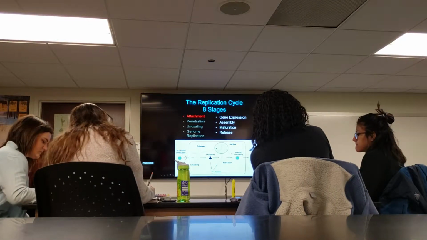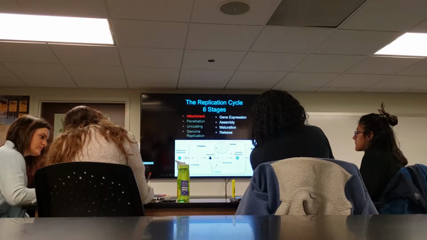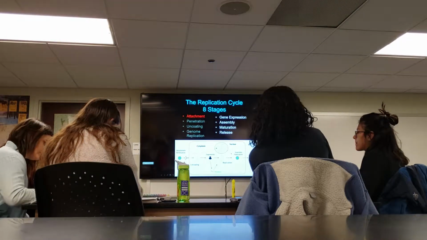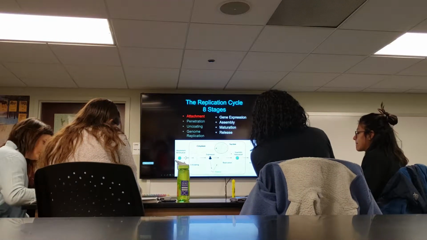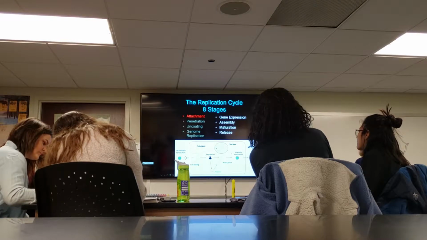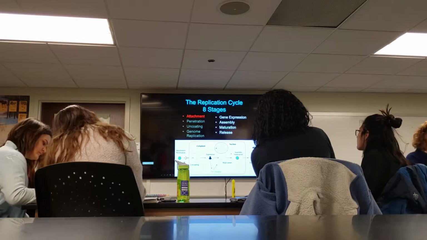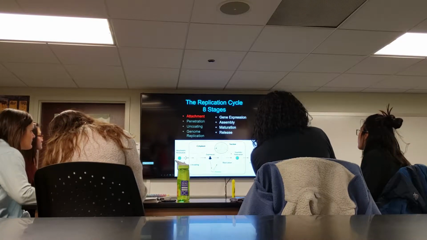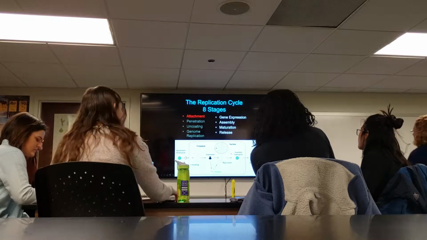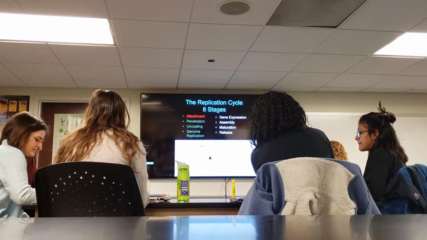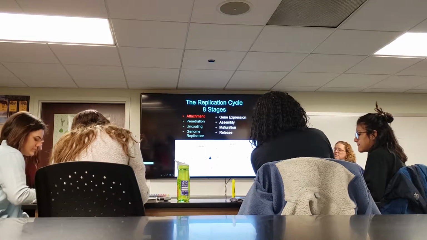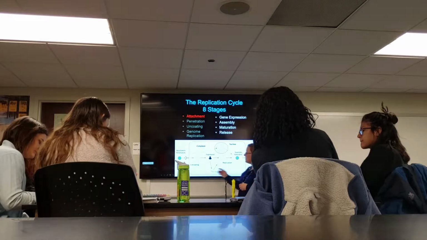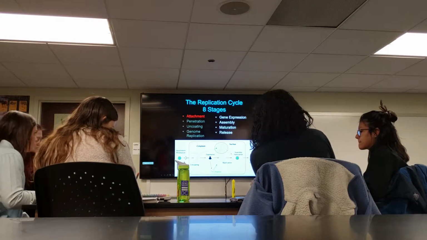So here are our 8 stages of replication. So we have attachment, penetration, uncoating, genome replication, gene expression, assembly, maturation, and release. So often gene replication and gene expression are combined into one strategy. I separated those out because we're going to talk about them separately as we go through today. So this being the cycle, we could pretty much start anywhere, but it makes sense to start at attachment. So again, this figure is from your book, and walks you through these 8 phases.